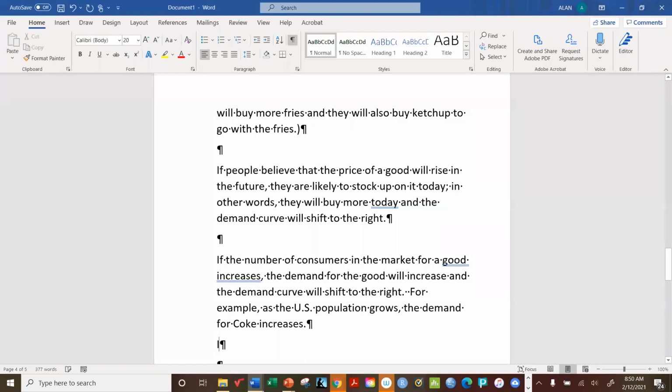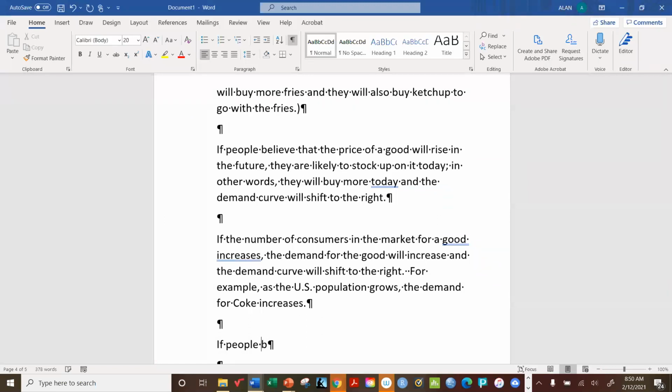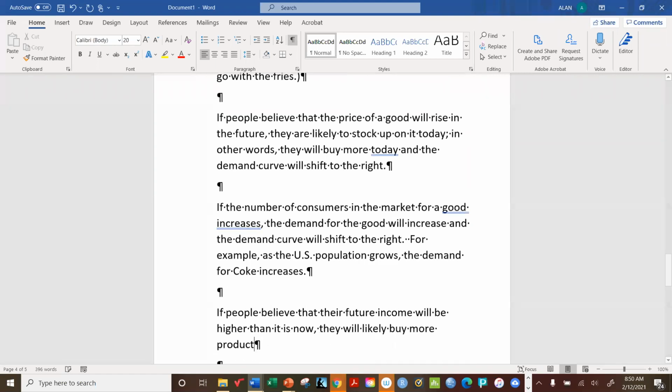Yes, okay. If people believe that their future income will be higher than it is now, they will likely buy more products today, especially expensive products like cars. Why? Because they feel like they can afford it, or they will be able to afford it. So they decide, why not? Why wait? Why not just go get that new car today? What the heck? I'll have more money in the future.